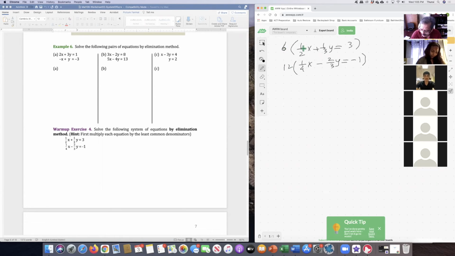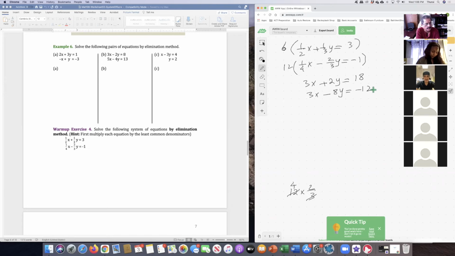6 times half is 3. So 3x plus 6 times 1/3 is 2y. 6 times 3 is 18. Now remember, you have to multiply both sides. Second equation, 12 times 1/4 is 3x minus 12 times 2/3. I'm going to do that for those who have difficulty with fractions. The 3 divides the 12 into 4. So 4 times 2 is 8. 8y equal to -12. So now there are no fractions.